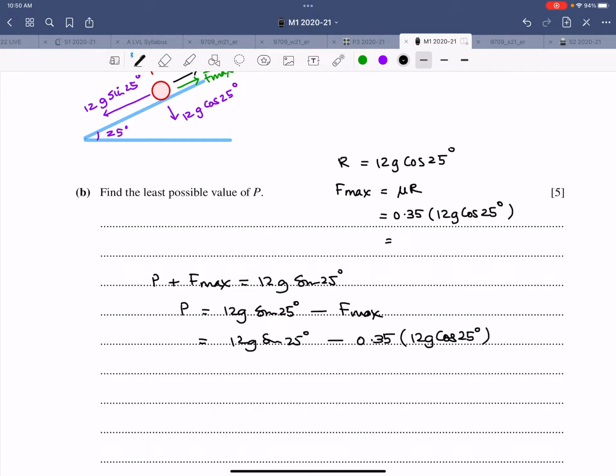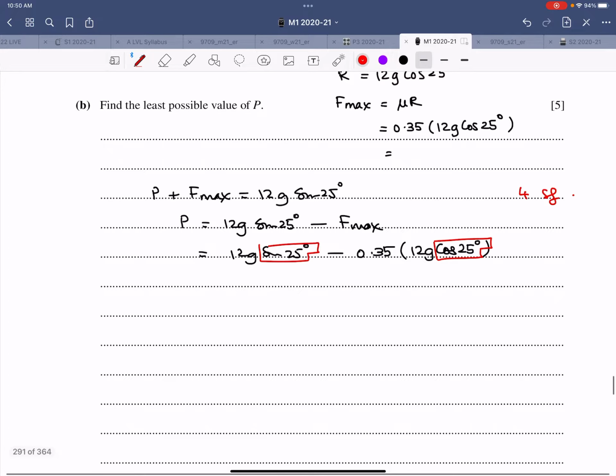Because now where will the calculator be needed as such? It will be needed for sine 25. It will be needed for cos 25. Work in 4 significant figures. So the final answer is given to 3 significant figures. So this thing is all done.